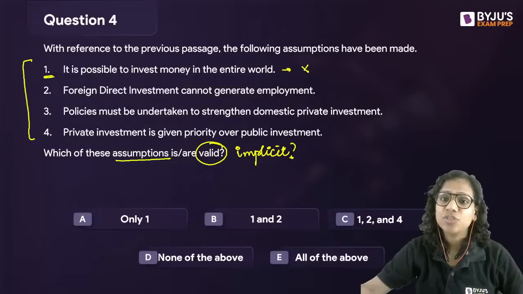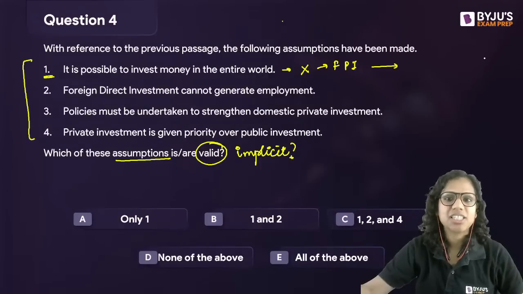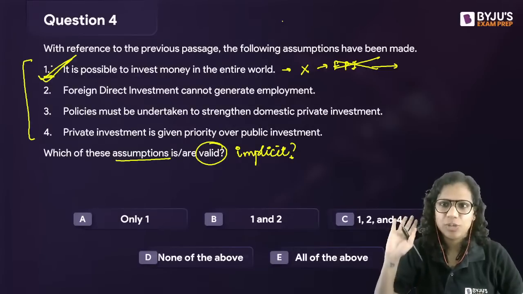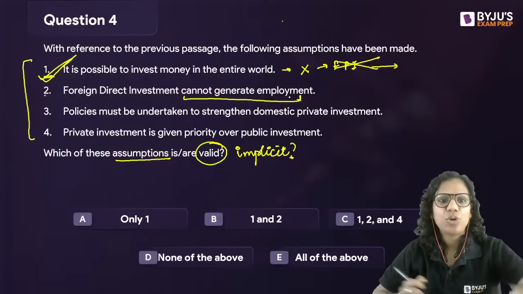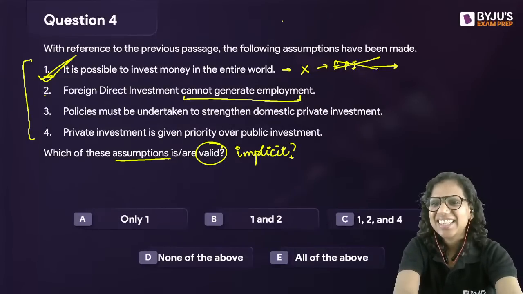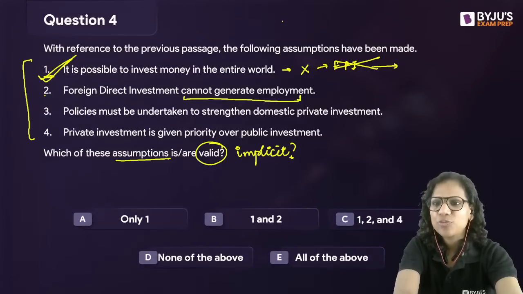This is implicit because if this were not the case, then I would not say that foreign private investment can be invested, there are so many avenues for it, that is the entire world. I would not be able to make this statement. So this is implicit in that statement. Now, the second says foreign direct investment cannot generate employment. How many of you think C is the answer? Yes, 1, 2, and 4, or 1 and 2. Quite a few of you have marked B also.